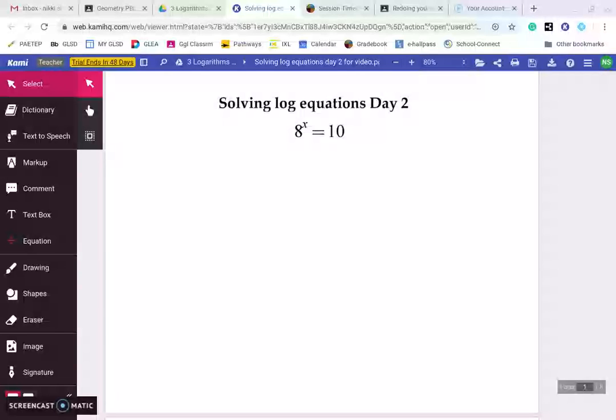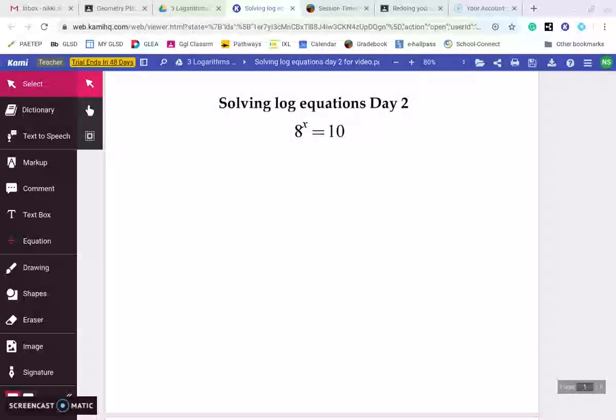So here is our second day of solving equations. And again, I'm going to do two videos, one for the front and one for the back, because they're two different types of equations. And you'll see that all of these equations today do not start out with any logs in them, but we're going to use logs to solve.